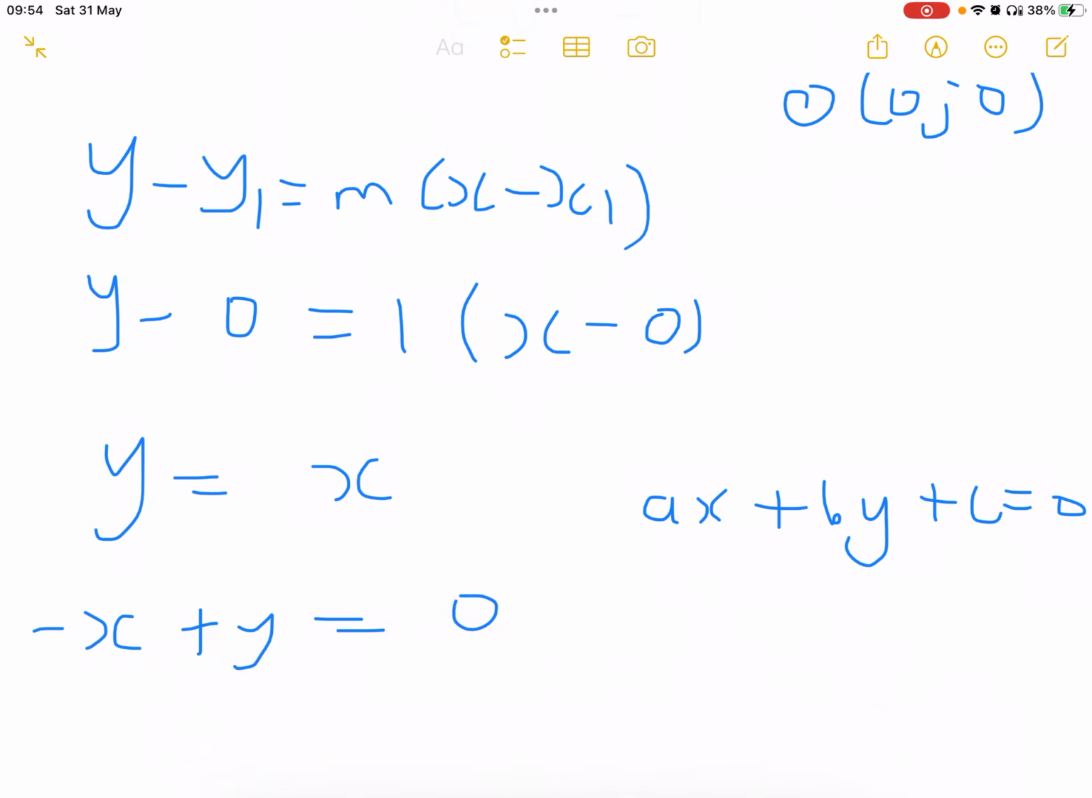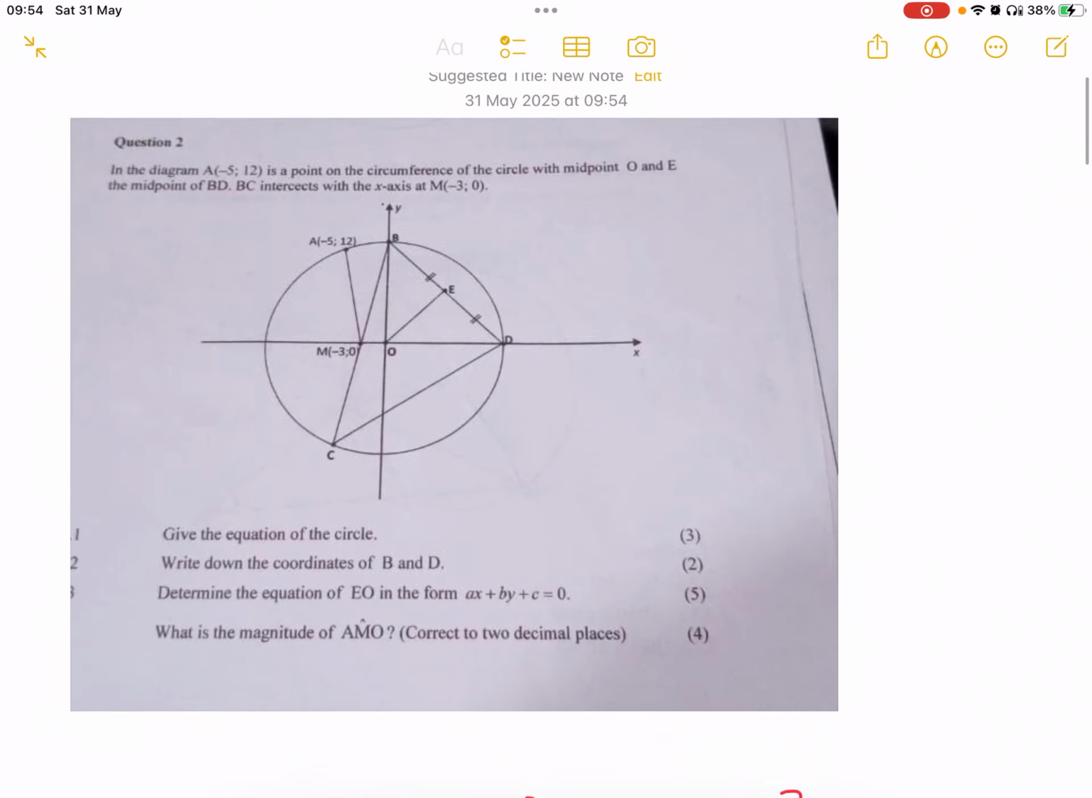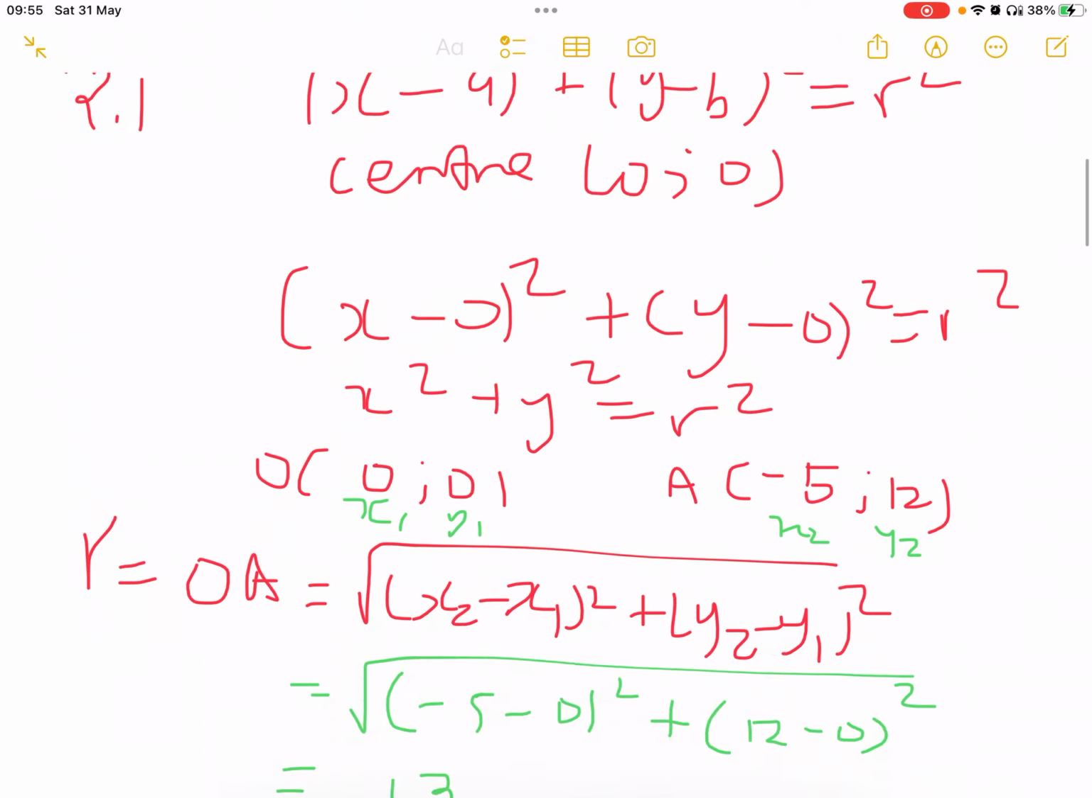Last question. The last question is saying, what is the magnitude of angle AMO? Correct to 2 decimal places. This one is a lengthy one. I think it deserved those 5 marks instead of the previous one. But anyway, what is the magnitude of angle AMO? Now we see A has coordinates, M has coordinates, and O has coordinates, which means they can form a type of triangle. So what do we do with that?